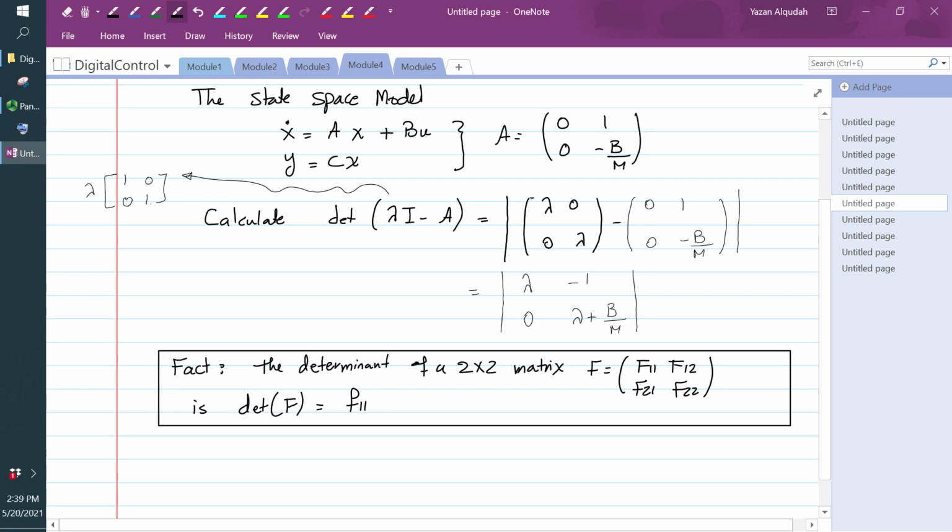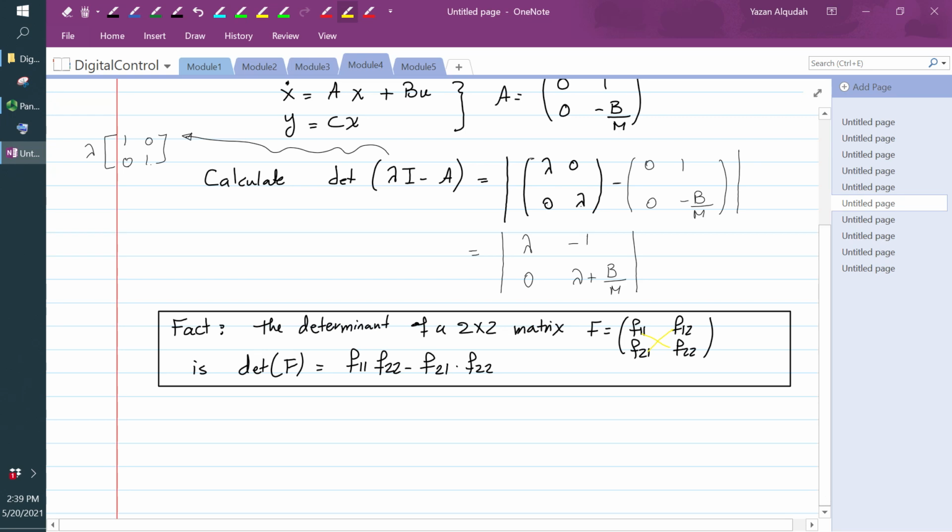F11, F12, because these are scalars, F21, F22. The determinant of F is going to equal F11 multiplied by F22 minus F12 multiplied by F21. So I multiply this by this, and I subtract from that this multiplied by this.